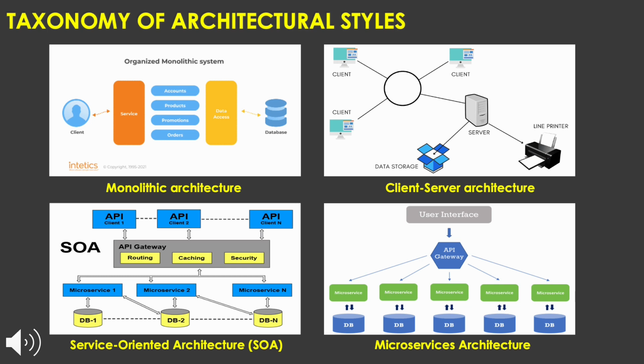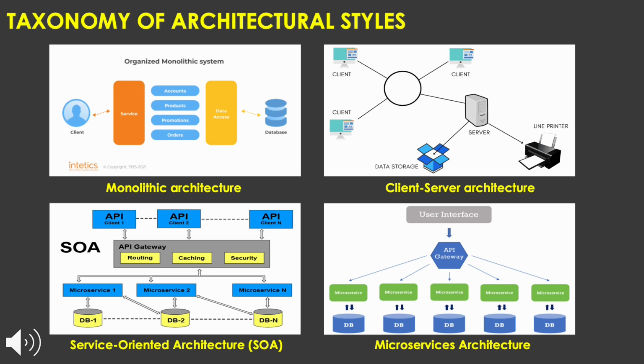Client-server architecture. In this style, the system is divided into two main components, a client that provides the user interface and a server that handles the back-end processing. This architecture enables a clear separation of concerns between the client and server, making it easier to maintain and scale the system.